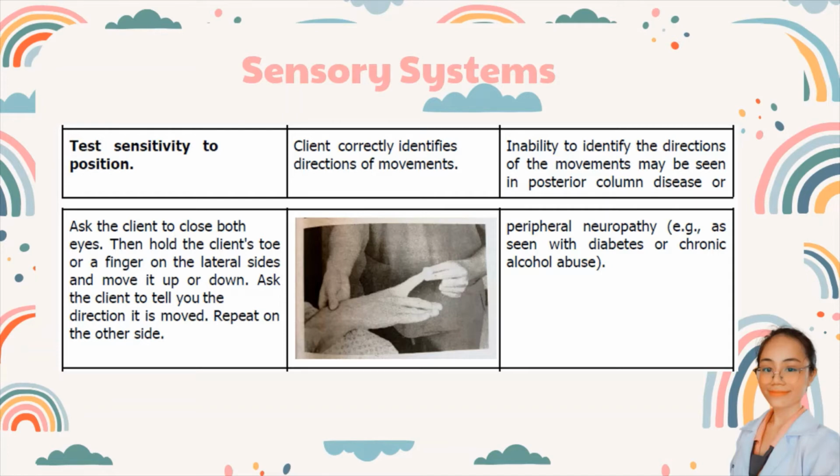For the abnormal findings, there is the inability to identify the directions of the movements, and may be seen in posterior column diseases or peripheral neuropathy, such as people with diabetes or chronic alcohol abuse as well.